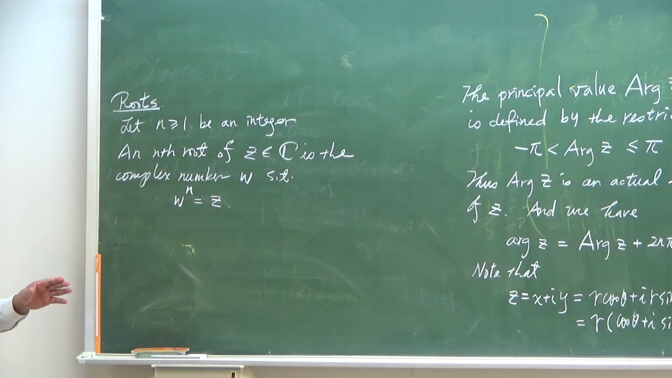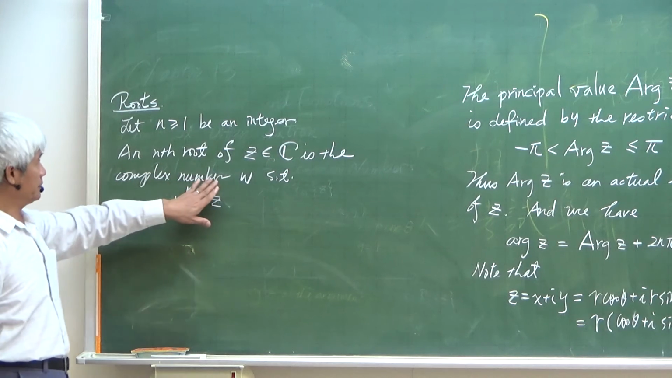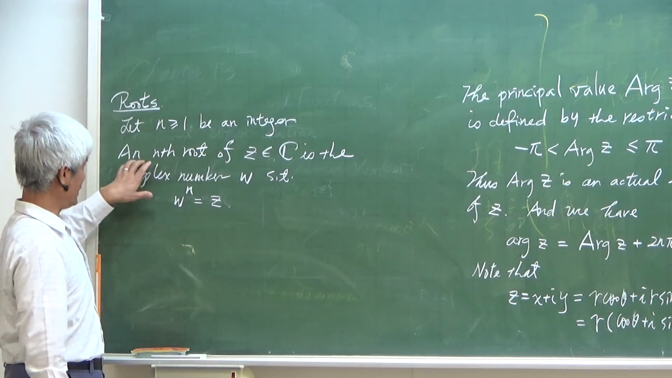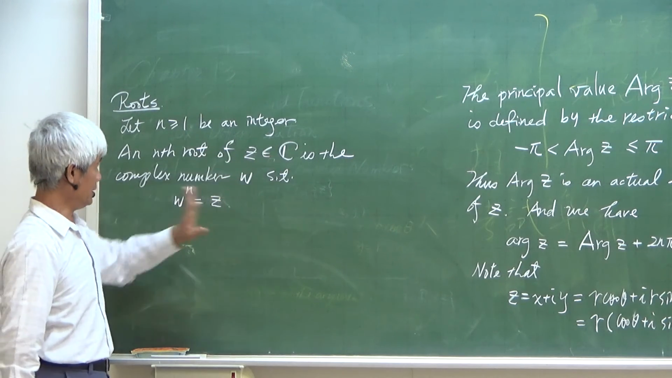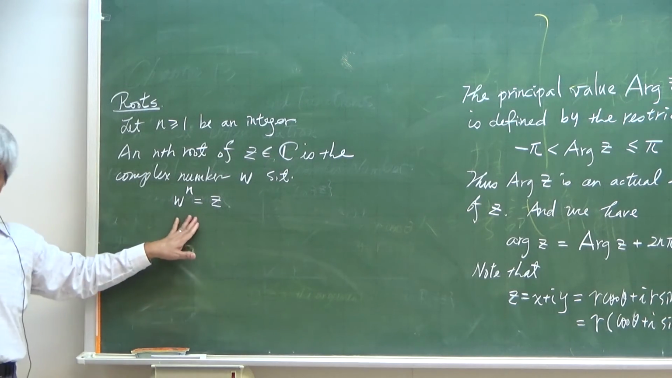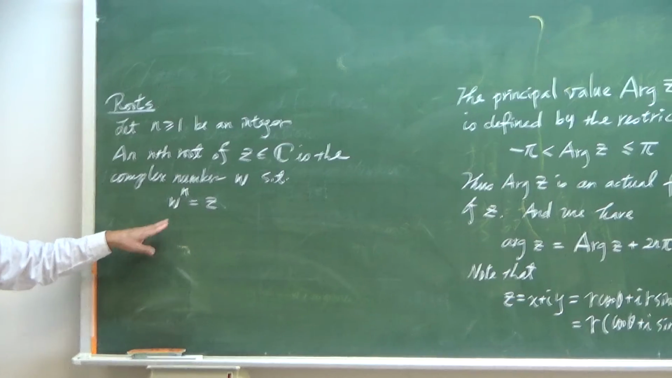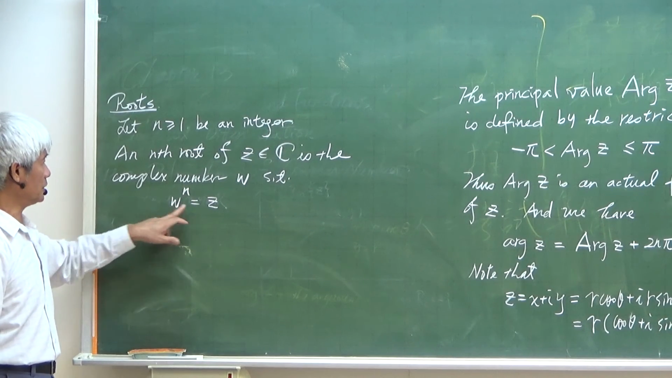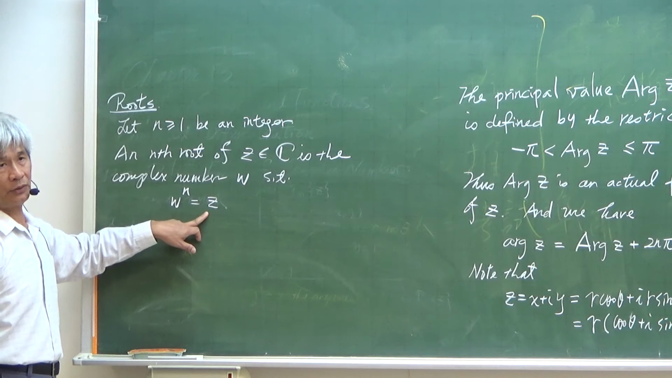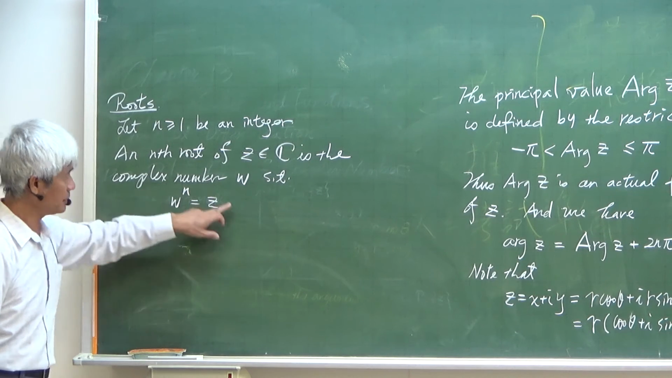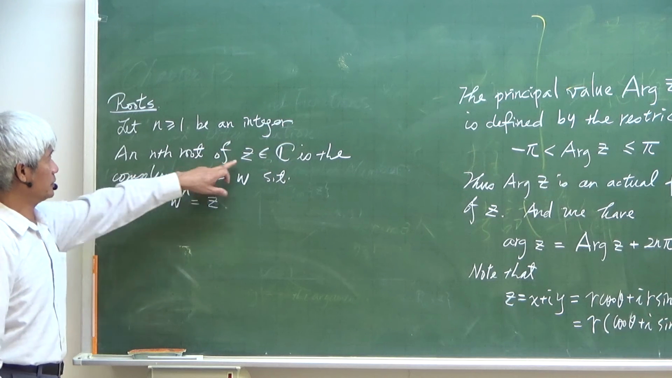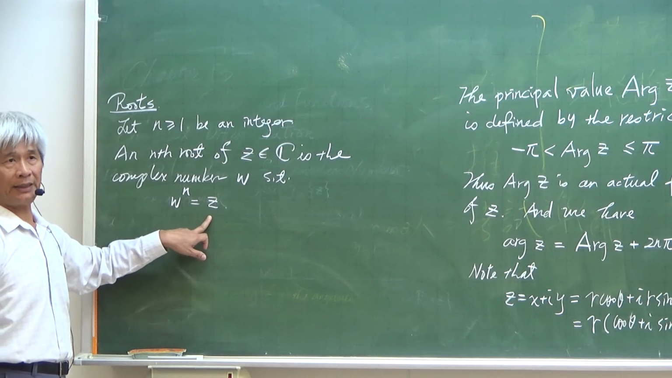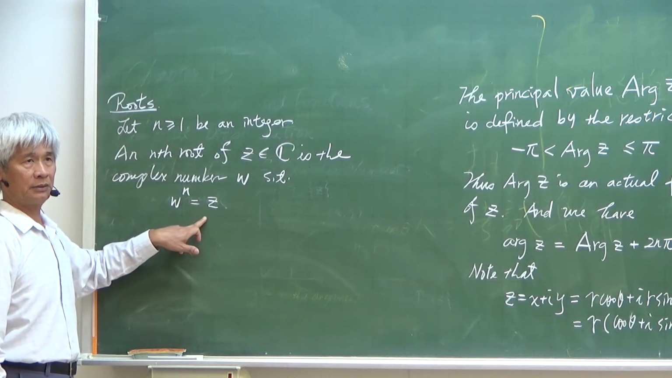So we call a complex number w an nth root of a particular complex number z if this equation is satisfied, if we raise w to the nth power and it equals z. So any w satisfying this equation is called an nth root of z.